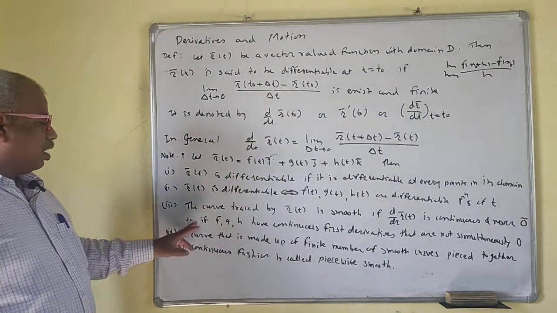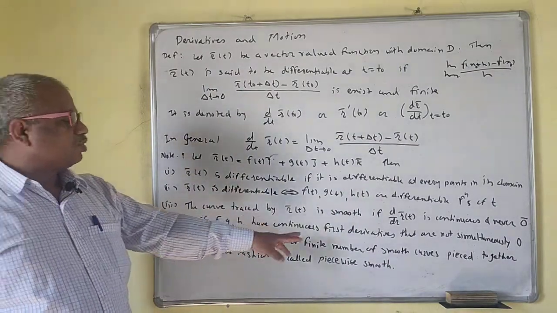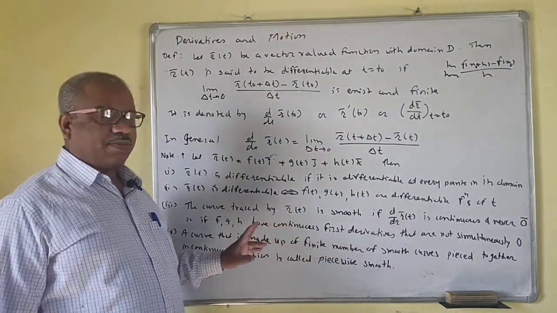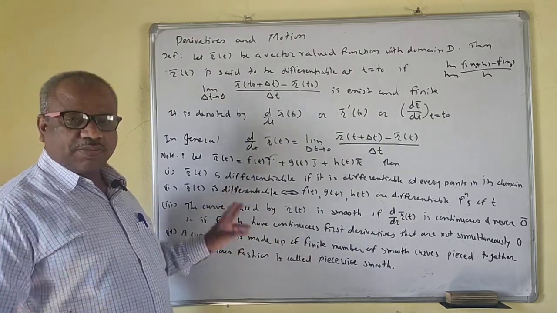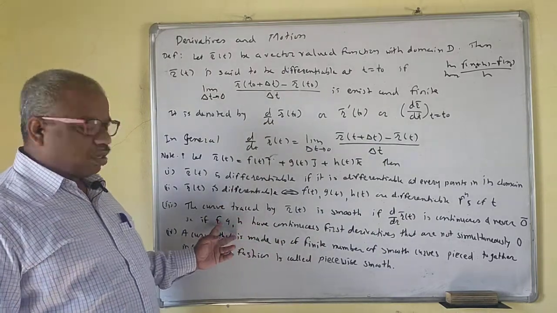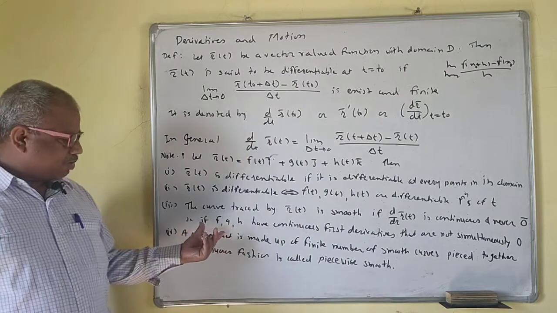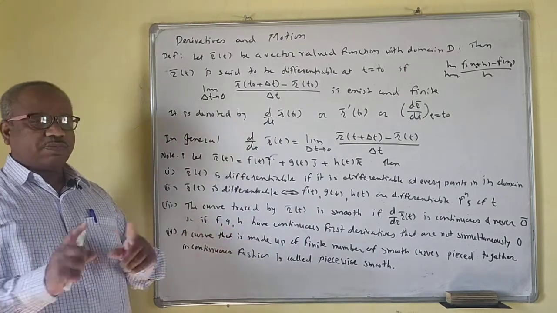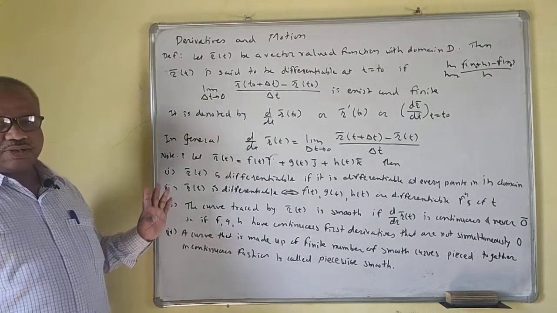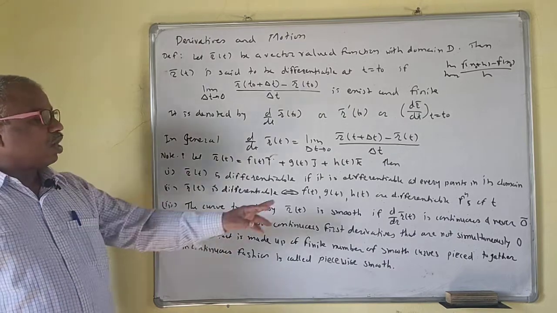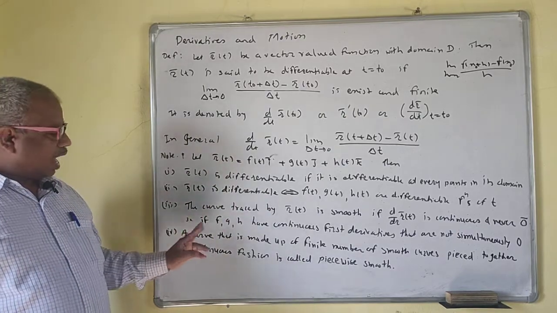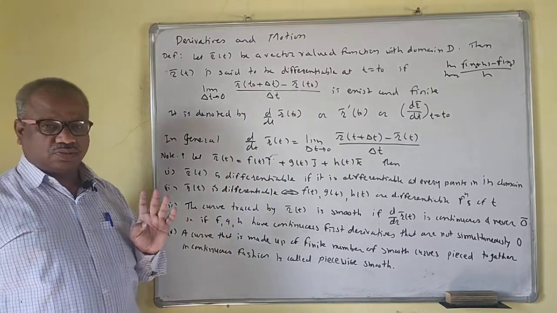So if f, g, h have continuous first order derivatives that are not simultaneously 0, that means one of them is not equal to 0. The derivative of f or g may be 0, but one of them must not be 0, and the derivatives are continuous. Not simultaneously 0 means at least one of them is not 0.